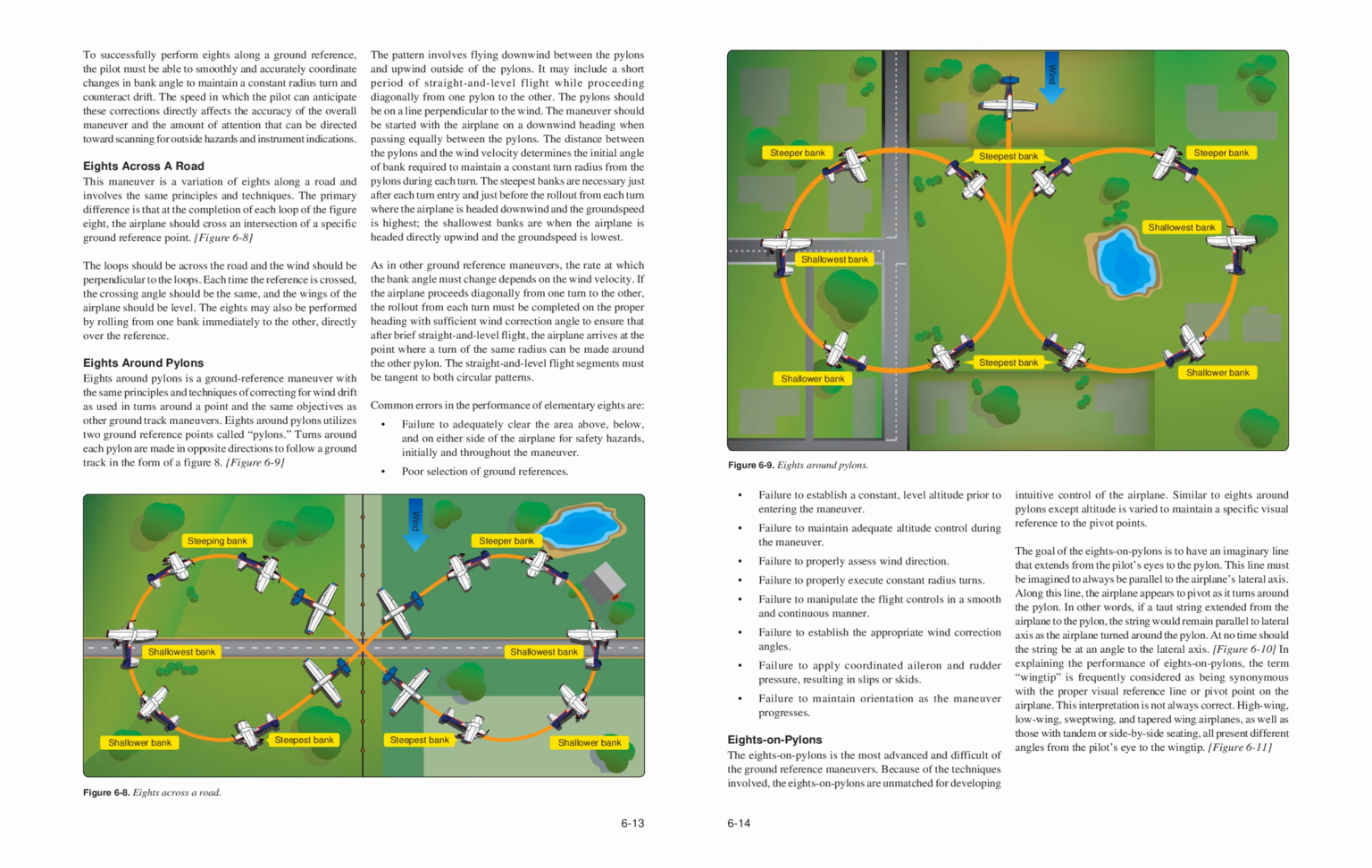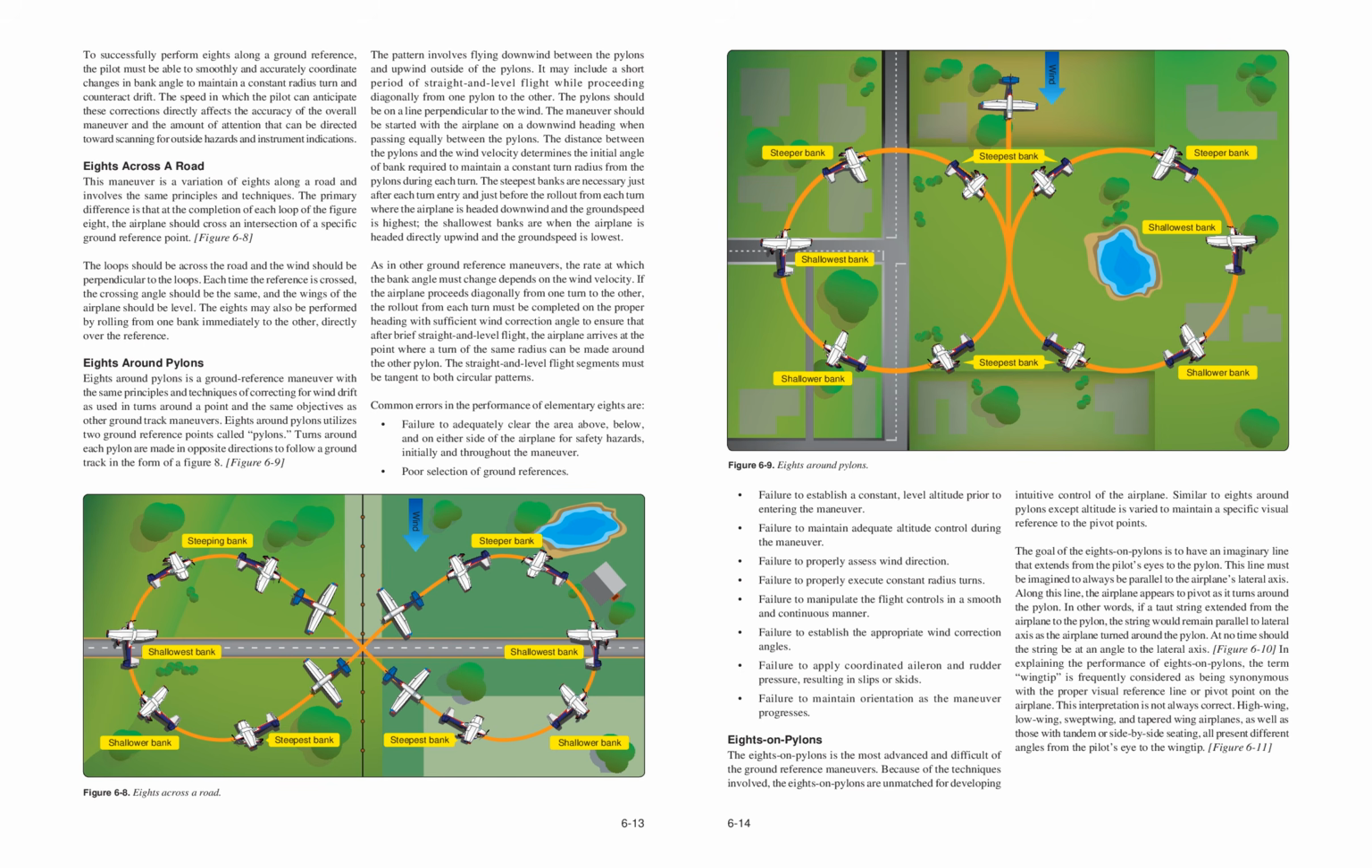Eights around pylons. Eights around pylons is a ground reference maneuver with the same principles and techniques of correcting for wind drift as used in turns around a point and the same objectives as other ground track maneuvers. Eights around pylons utilizes two ground reference points called pylons. Turns around each pylon are made in opposite directions to follow a ground track in the form of a figure 8.